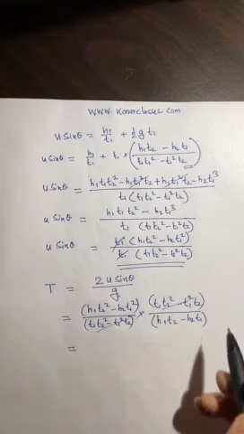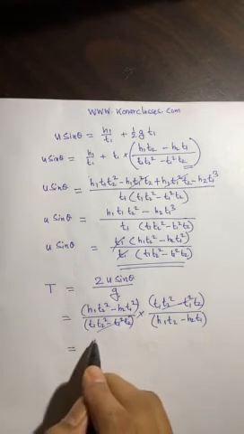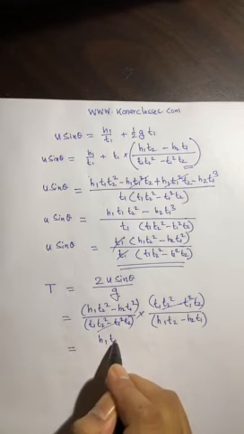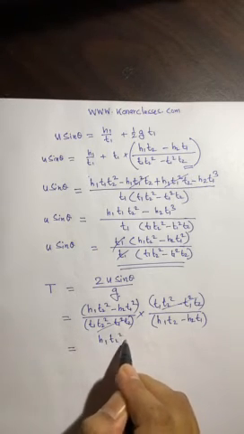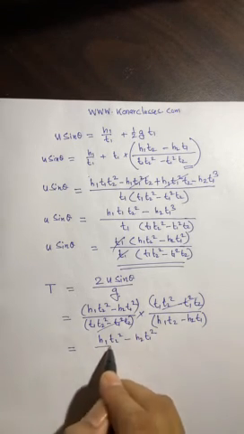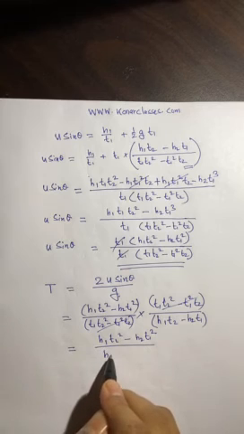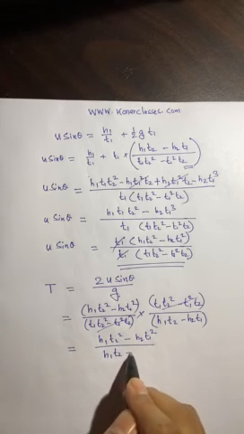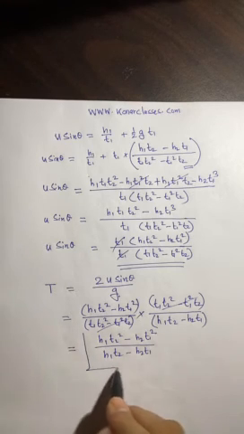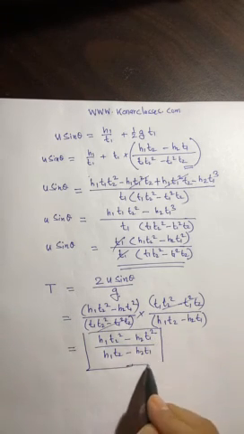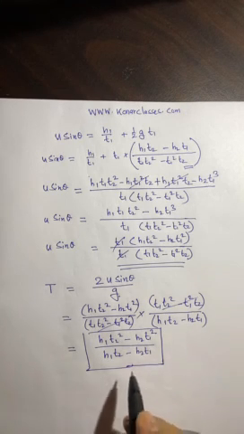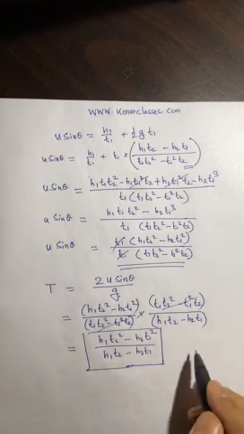So this value you have to put it here, and this going out, we'll get h1 t2 square minus h2 t1 square by h1 t2 minus h2 t1. So this is the total time of flight, and it matches with the answer. So this is the answer to the solution.